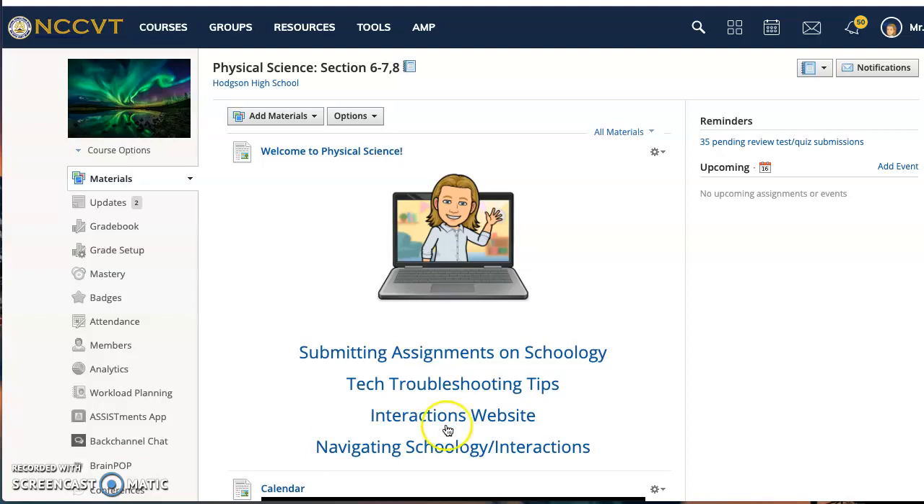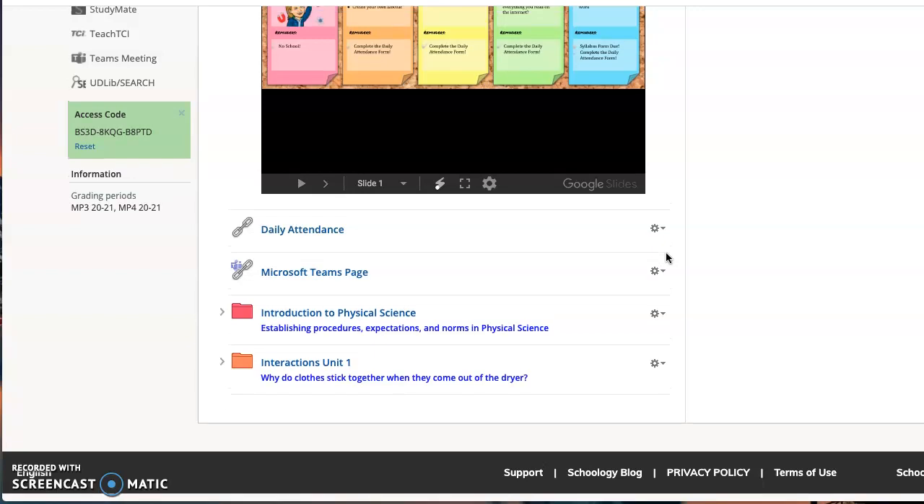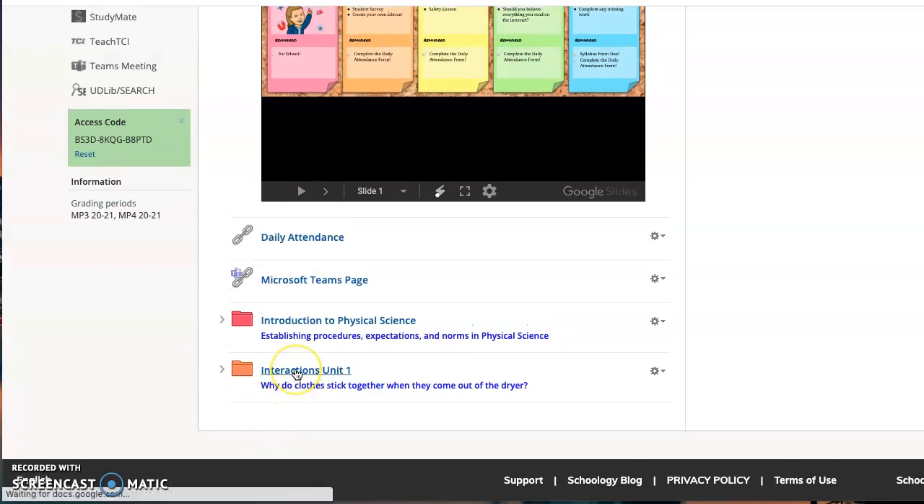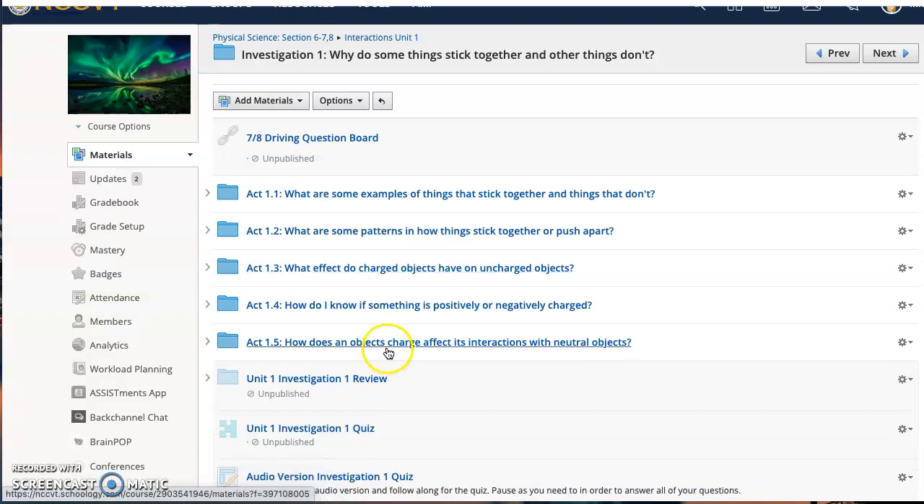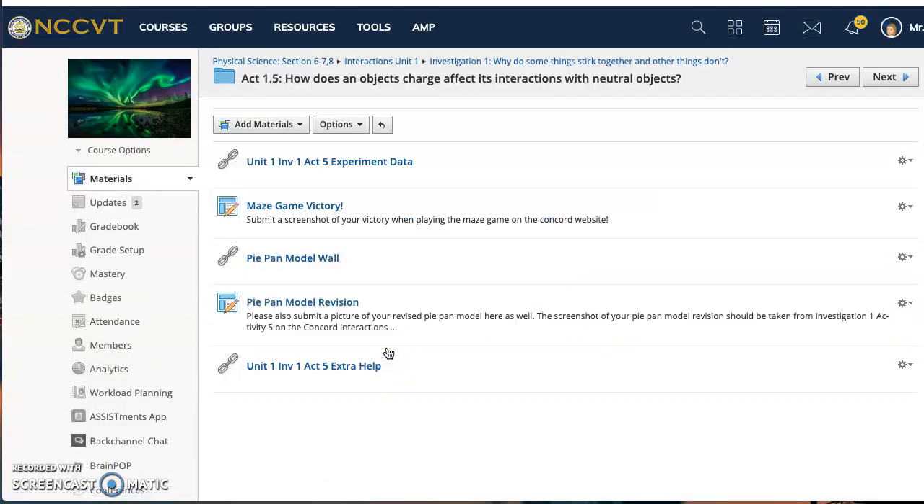Today we are looking at Unit 1, Investigation 1, and we're moving on to Activity 5. So we're wrapping up Investigation 1 this week. Remember, as we wrap up each investigation, we are going to be moving to a quiz. So just keep that in mind.